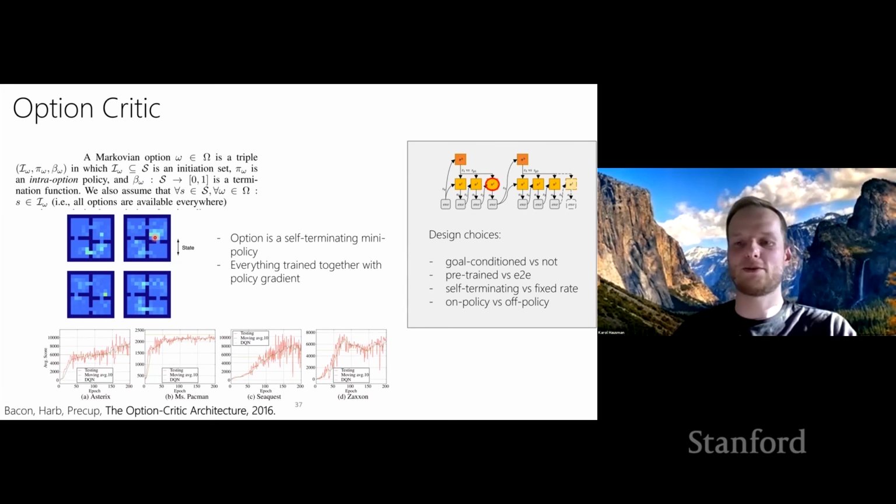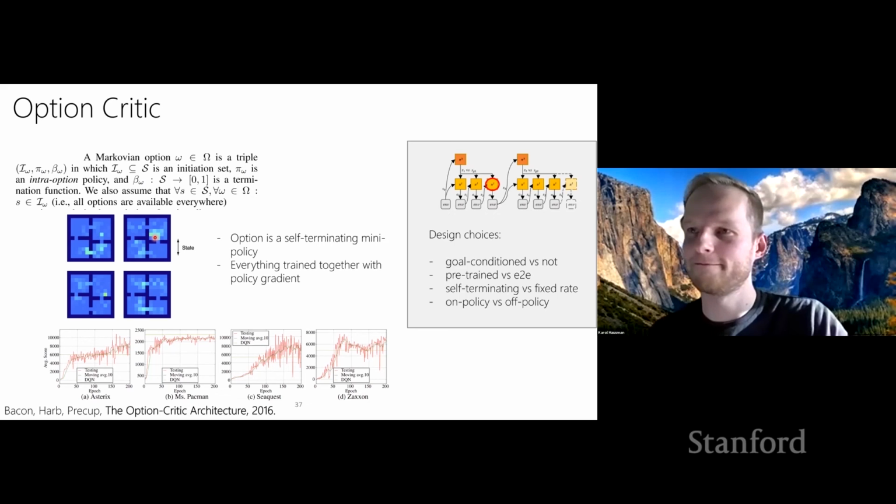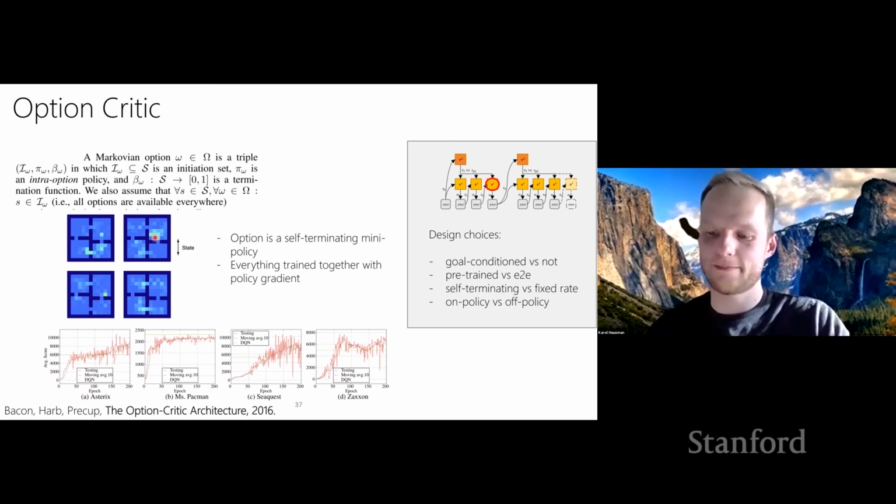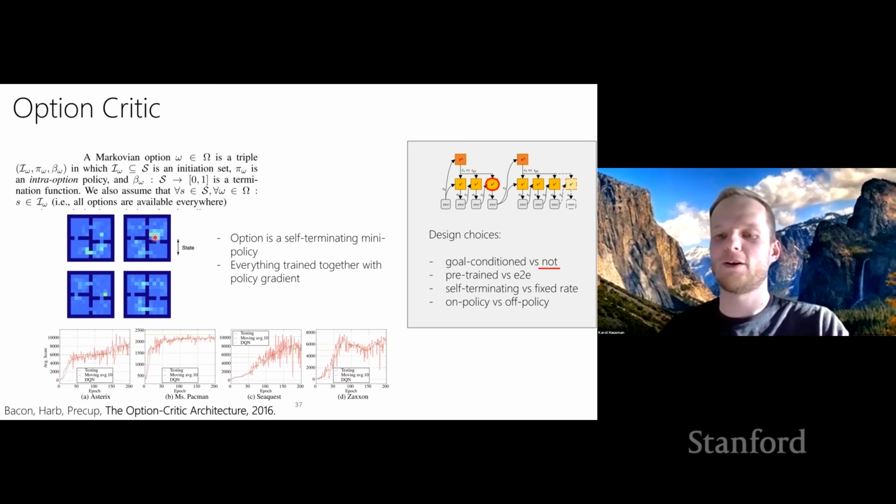All right, so let's do the quiz again. What are the design choices that the authors made here? First, is the low-level policy goal condition or not? 1 or 2? 2. Yep, that's not goal condition. Are the low-level policies pre-trained or are they trained end-to-end?